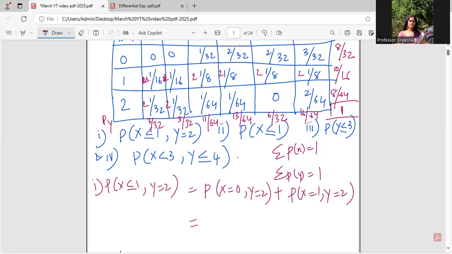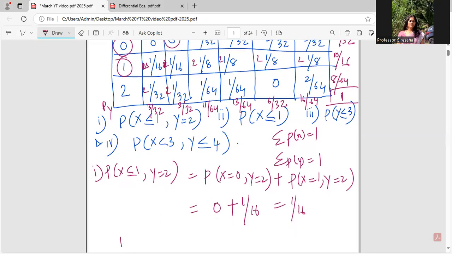P of x is equal to 0 and y is equal to 2 would be what? This one only, which is 0. Plus P of x is equal to 1 and y is equal to 2, which would be 1 by 60. So totally this value is 1 by 60. That's how I'll calculate. Let me do the last one first and then come to the remaining ones.